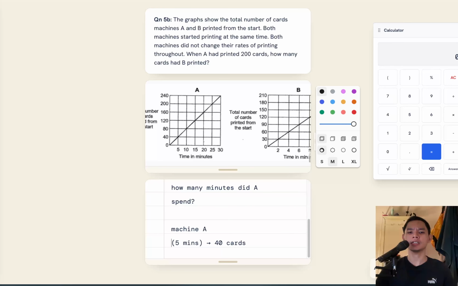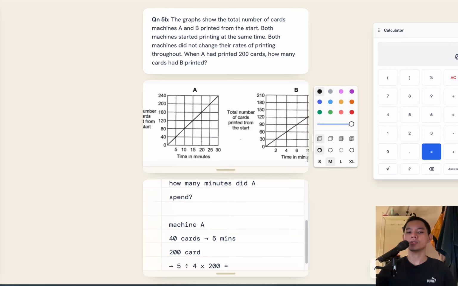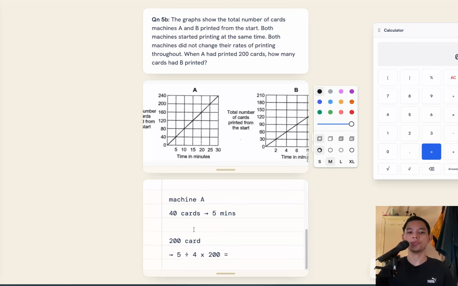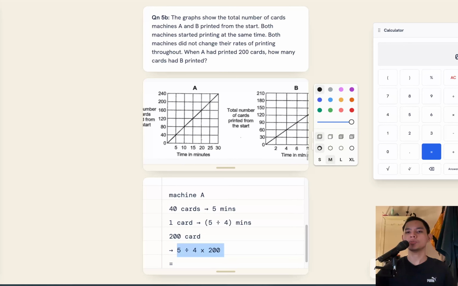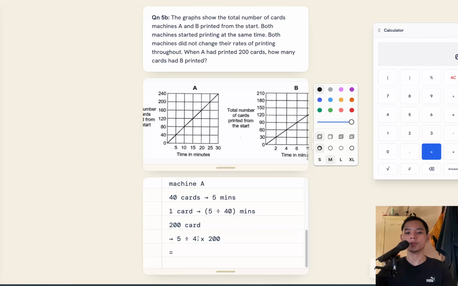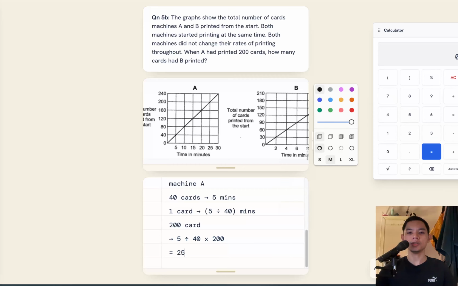I'm going to put machine A like this. We know that 40 cards is equal to 5 minutes. Then 200 cards would be equal to 5 divided by 40 times 200. It's the same as saying one card equals 5 divided by 40, and for 200 cards you just multiply by 200. Sorry, not 4, 40. So 5 divided by 40 times 200 gives 25 minutes.